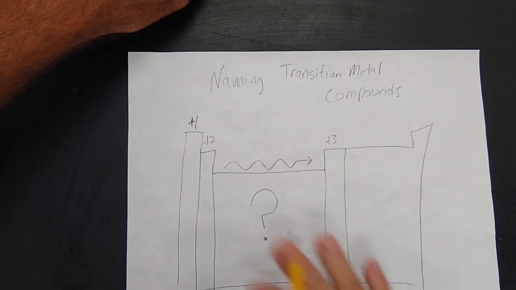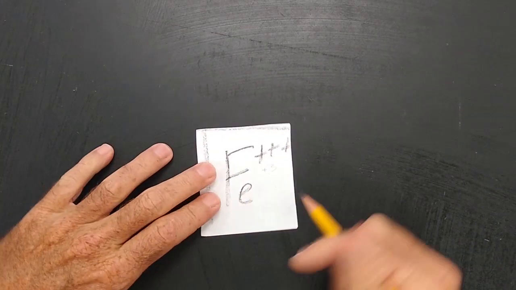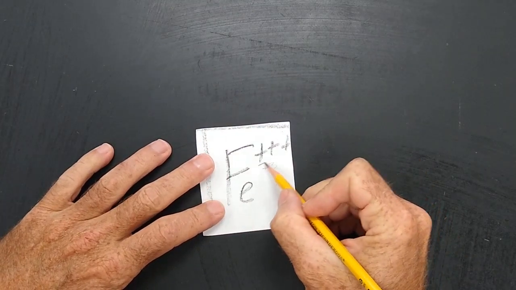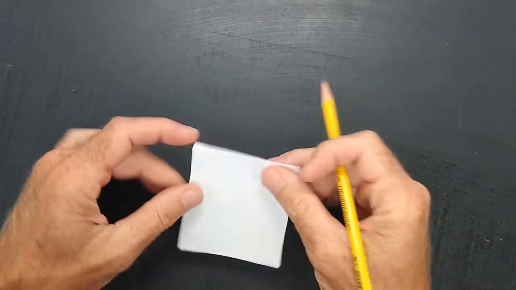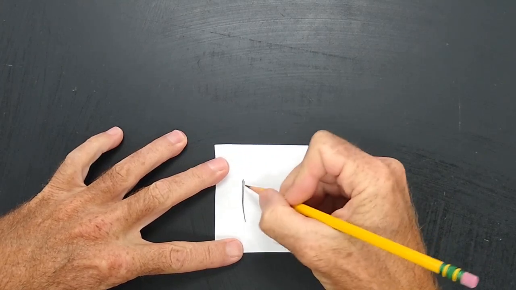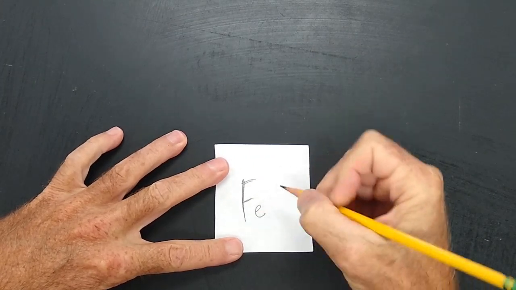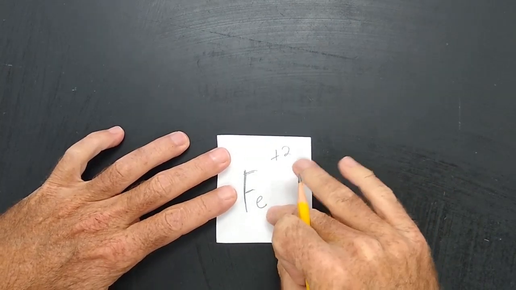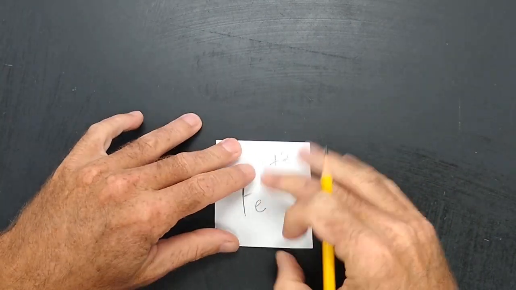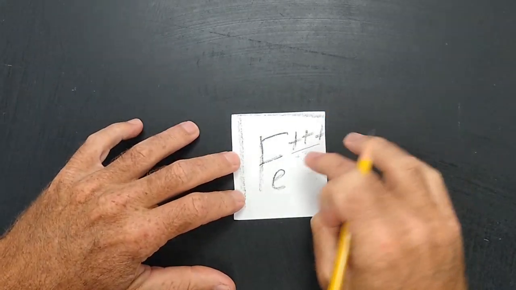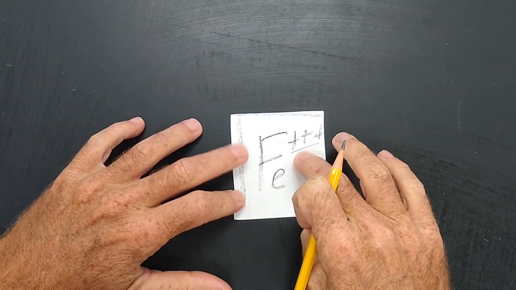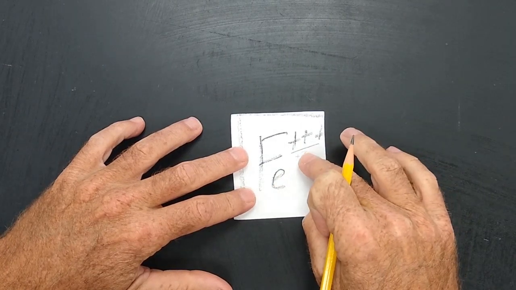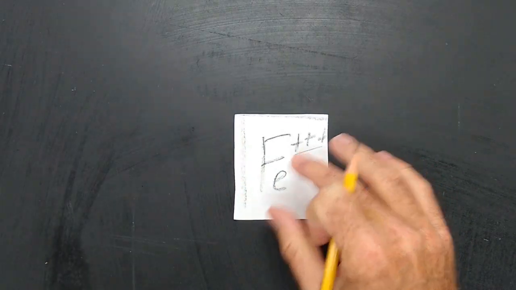You could have an atom, which I'm just going to represent with this little card. You could have an atom of iron that had a charge of +3. Or you could have another atom of iron that only had a charge of +2. Okay? This one would be called iron 2. The other atom of iron that had a charge of +3 would be called iron 3. Okay? Now let's check out some compounds.